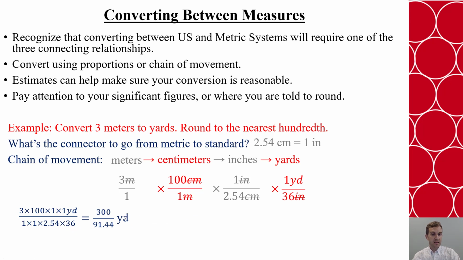And when I divide this, I will get a very long number, but I only care about now rounding this final solution to the hundredth. And here that's 28 hundredths. Looking to the thousandth, I'm going to keep it as it is. So I would say 3 meters is about 3.28 yards. And that makes sense because our estimate is that a yard is a little less than 1 meter.